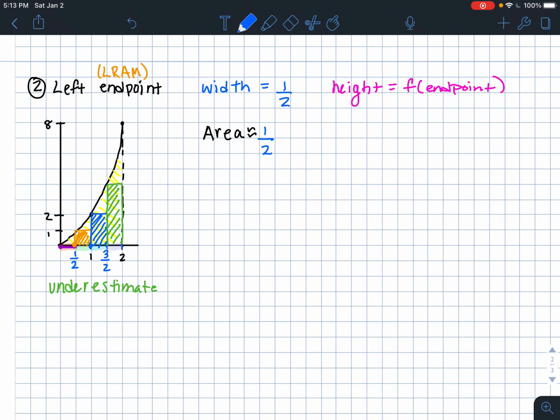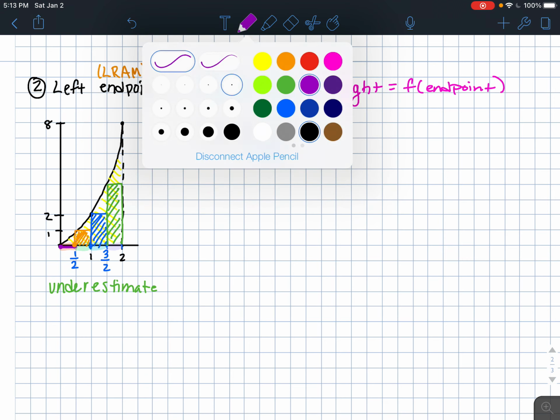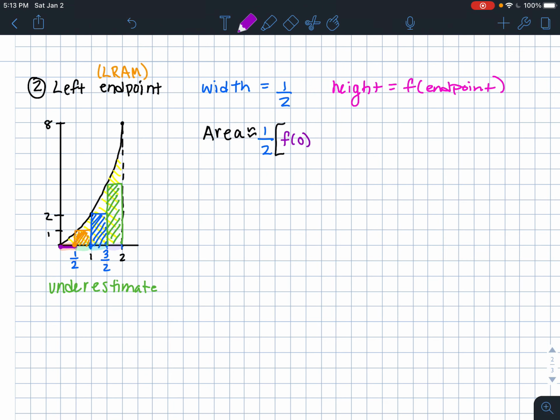So if we go ahead and find the area, I'm going to leave the width factored out here. So it's going to be 1/2 and then times all of those different heights. So the first height would be 0, so f of 0. And then plus the second height is at f of 1/2. The third height, that blue rectangle, is at f of 1. And then my fourth rectangle is starting over at f of 3/2. You can use your calculator or, of course, plug them in with your brain. It's not that hard of a function.